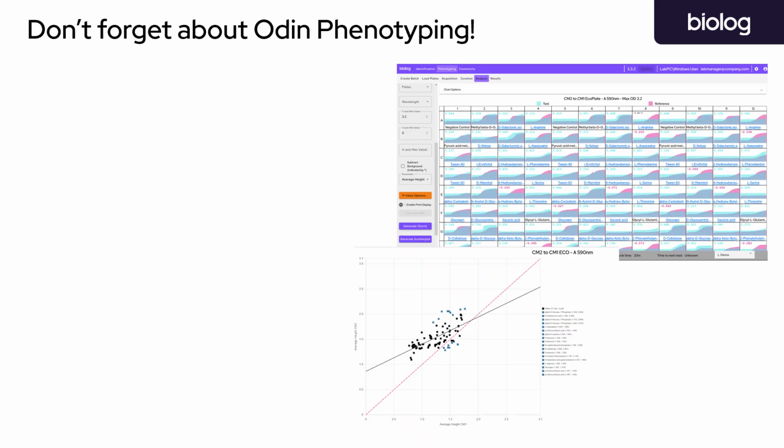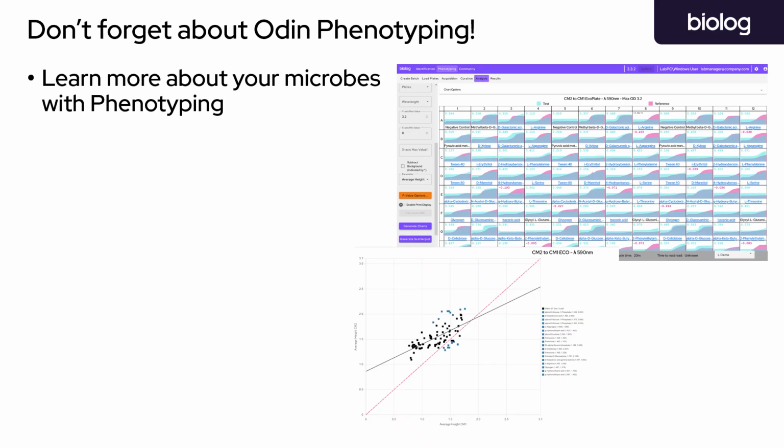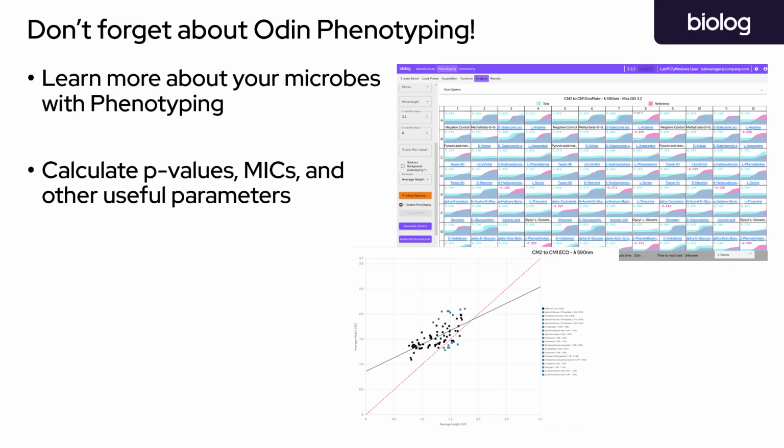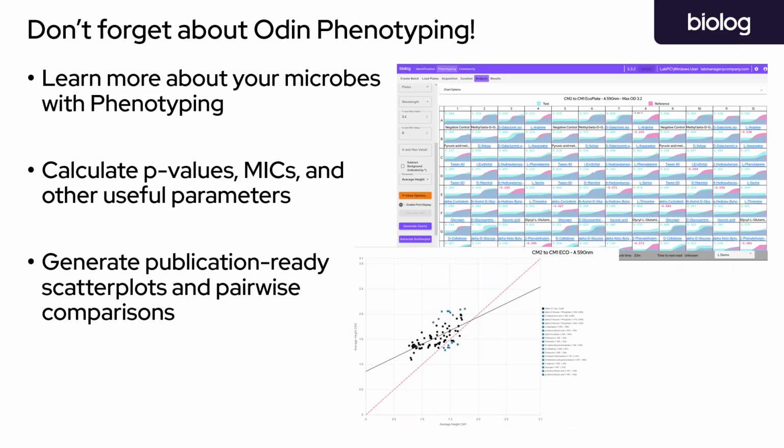Speaking of phenotyping, don't forget to look into our other great tools at your disposal if you have the community analysis package already. I don't have time to cover everything, but you can calculate p-values, minimum inhibitory concentrations, and a host of other useful parameters, as well as generate publication-ready figures among many other useful features.